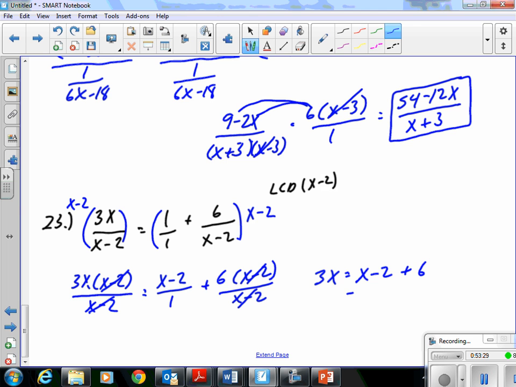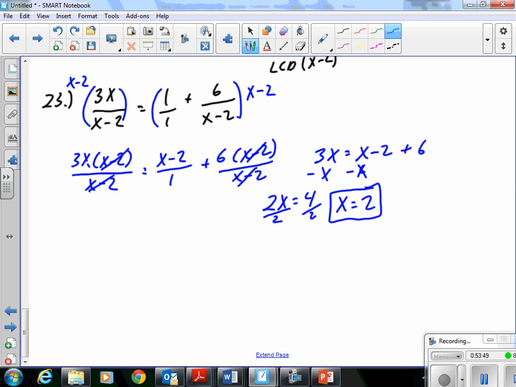So I can move the x over. Now it gives me 2x equals 4. When I combine negative 2 and 6, that gives me 4. Divide by the 2. I get x equals 2.